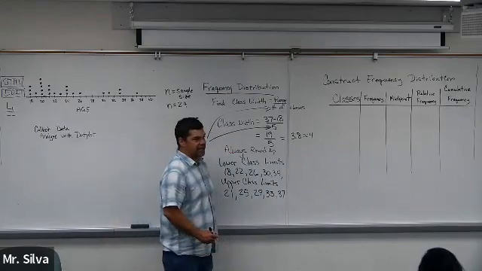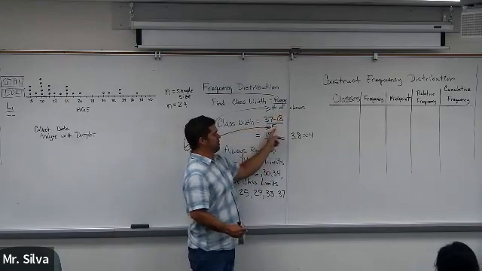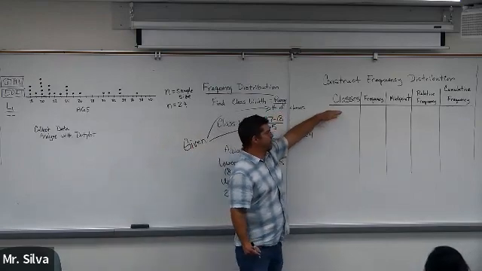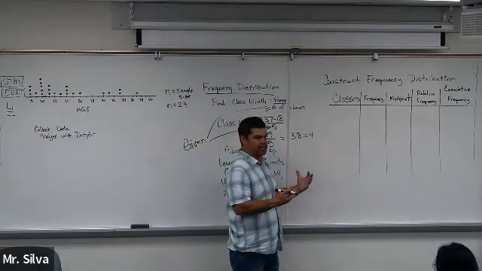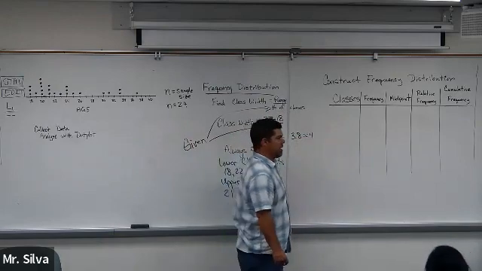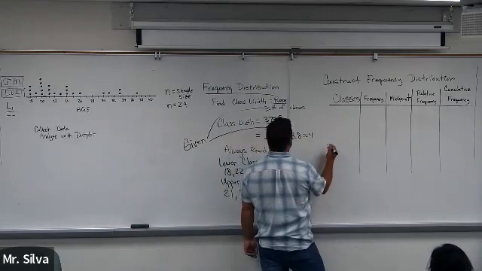So I'm going to put my classes up here. I'm going to have 5 classes because it says the number of classes is 5. So I'm going to have 5 classes right here. I'm building this table, and the goal is to make a histogram. That's what we want to do.